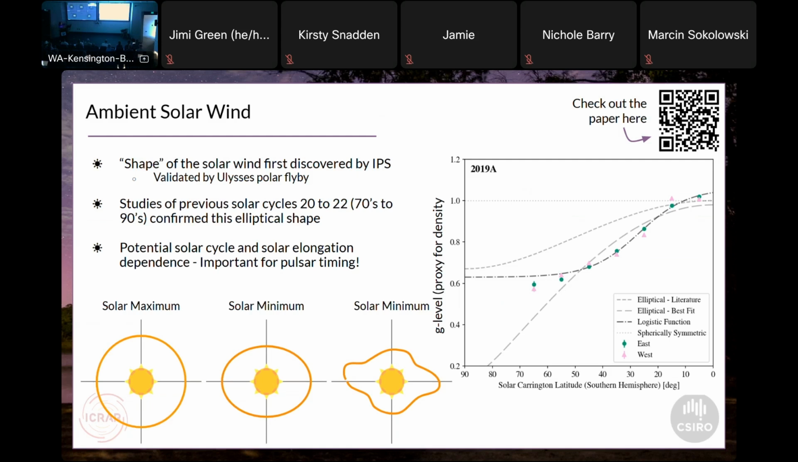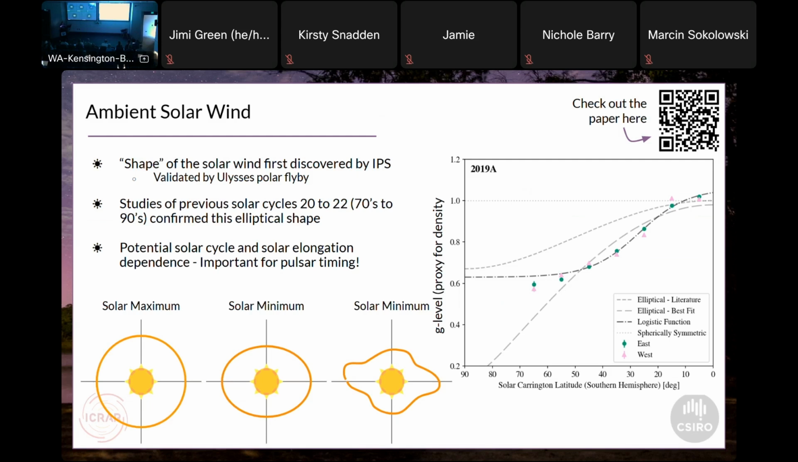Now, there could be reasons why there's a difference in shape. All of the studies I've been talking about, every single one was taken at a completely different solar cycle. So maybe it's solar cycle dependent. Maybe solar cycles are unique to each other in how they form their solar wind, depending on the coronal hole distribution. Or it could also have a dependence on the solar elongation.